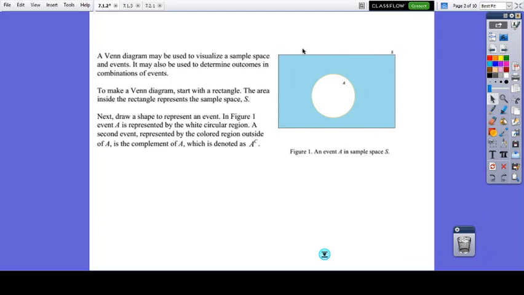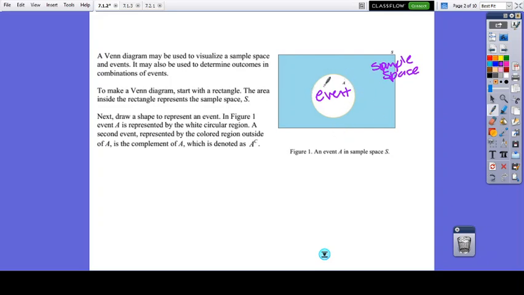Now that may not be what you are picturing as a Venn diagram, because most of the time you picture two circles, but not every Venn diagram has two circles. So a Venn diagram, if you're putting the definition down, is used to visualize a sample space and events, and it's used to determine outcomes and combinations of events. If you want to give yourself a drawing, I would draw this picture here, and then draw in that A is your event, and this S, this rectangle, represents your sample space. So those are the things that you have there.